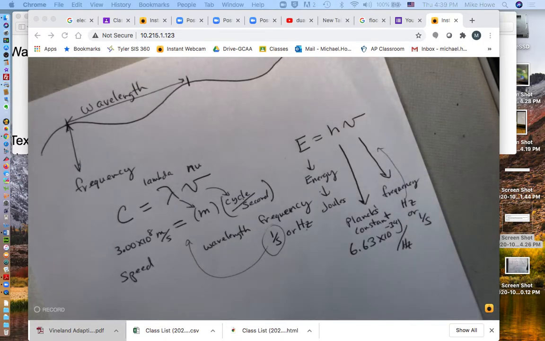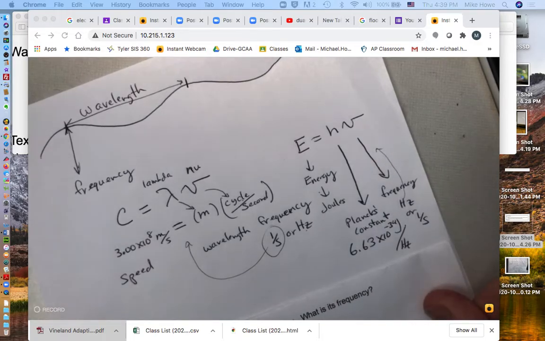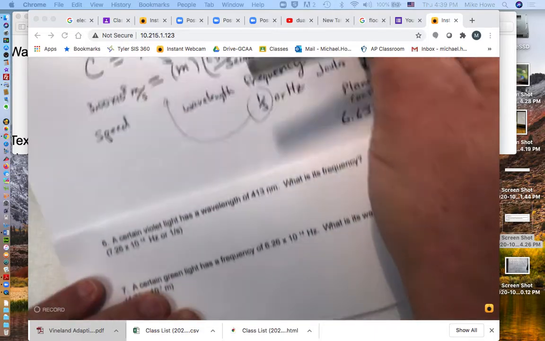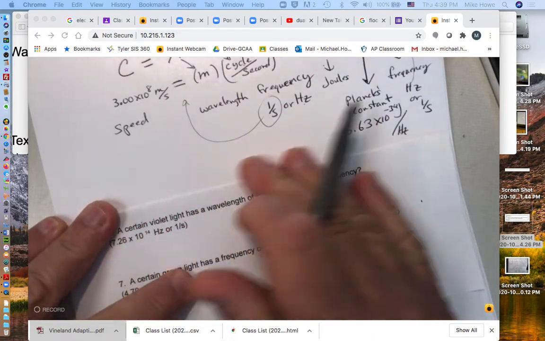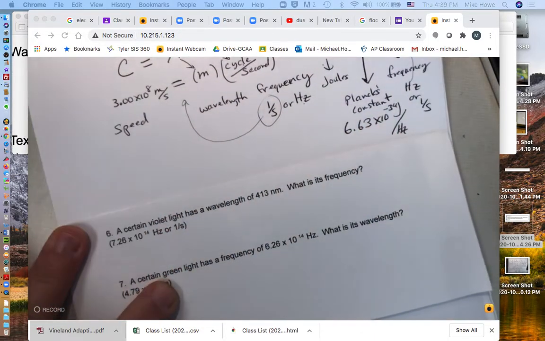I'll look at one we worked on in class today. We'll just try this one out. So we have a certain violet light that has a wavelength of 413 nanometers.